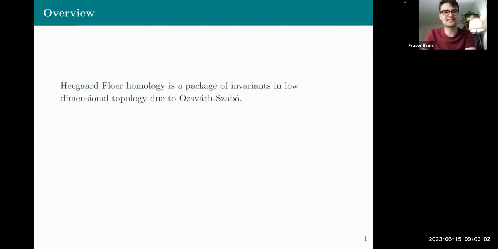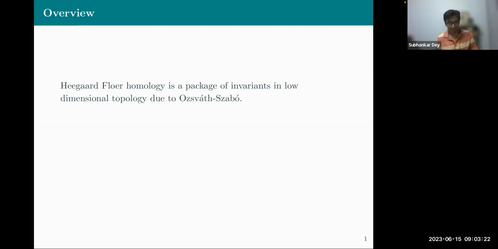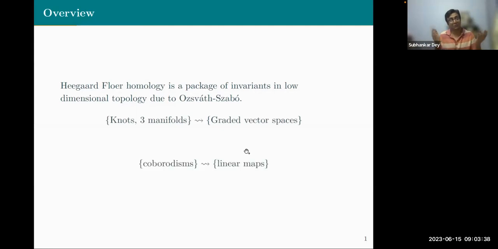We're not going to give you the definition because it's quite involved. In particular, it uses symplectic topology and analysis. Nevertheless, in addition to providing invariants for three manifolds, it assigns to cobordisms maps between vector spaces. So what is actually a cobordism? If you have two three manifolds, it's a four manifold that has boundary the two disjoint copies of your manifolds, similar for knots.